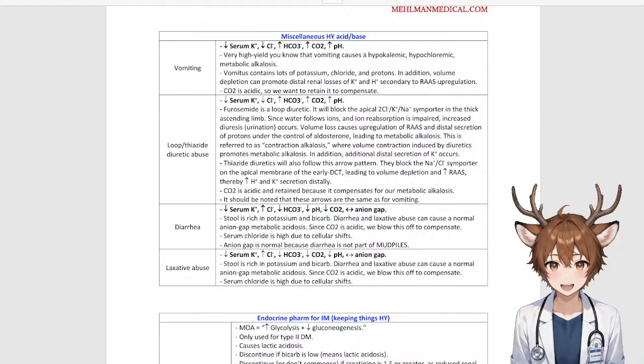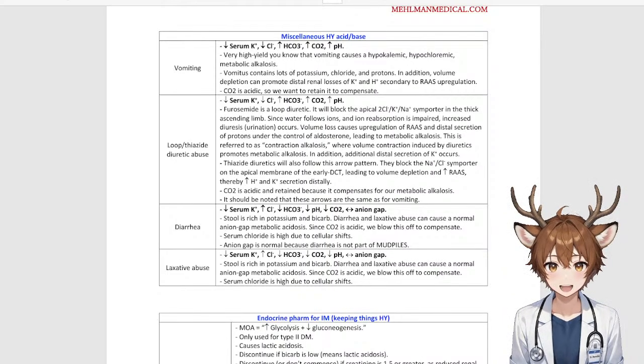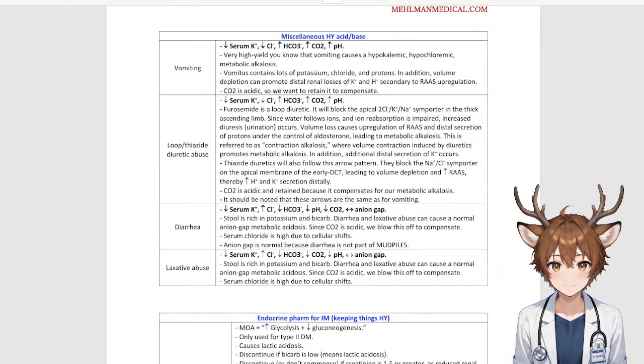In addition, volume depletion can promote distal renal losses of potassium and hydrogen secondary to RAS upregulation. Carbon dioxide is acidic, so we want to retain it to compensate.